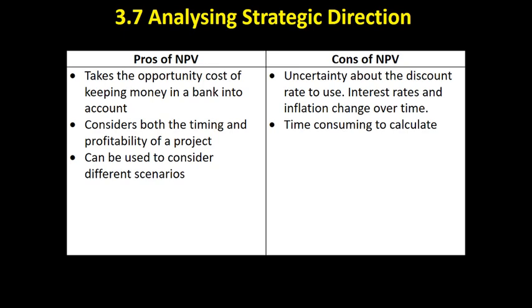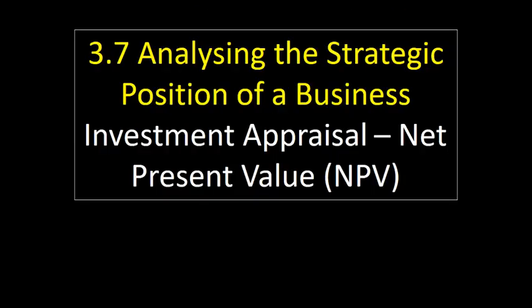However, the cons of net present value: it's difficult to know what discount rate to use. Interest rates and inflation both change over time, and it's very difficult to predict what's going to happen with them. And also it's slightly more time consuming to calculate than the other methods, particularly if we're going to play with timings of figures and different interest rates and discount rates. But of the investment appraisal methods, net present value is the most complex one you need to calculate, so get plenty of practice in doing so.